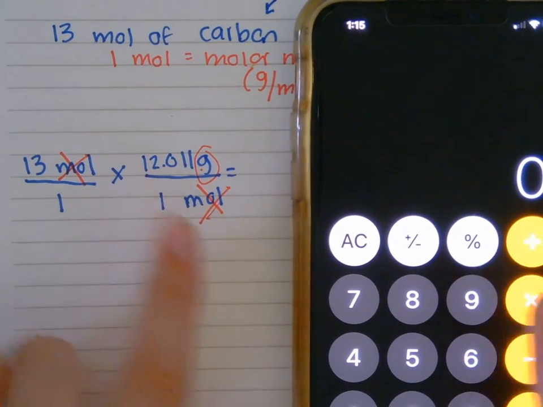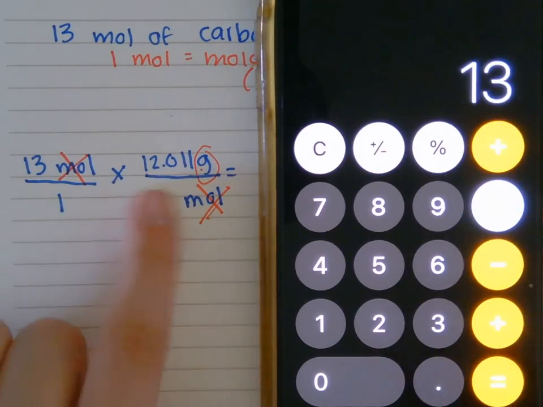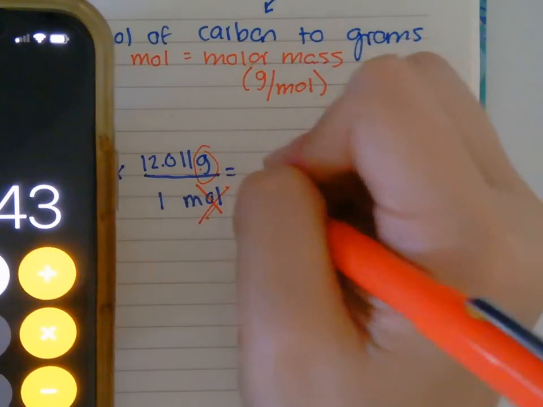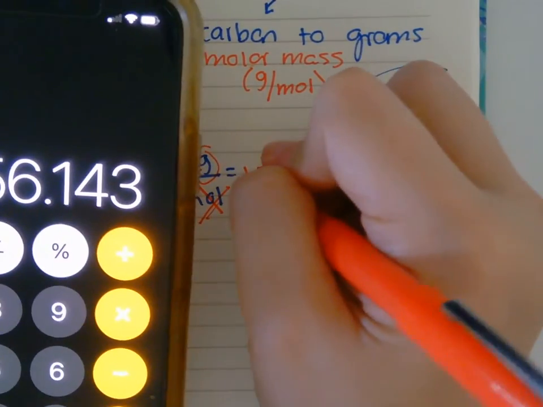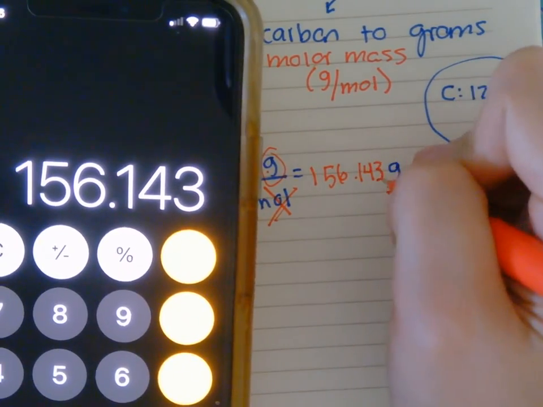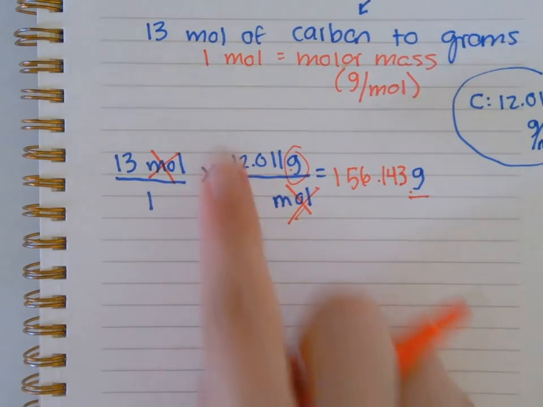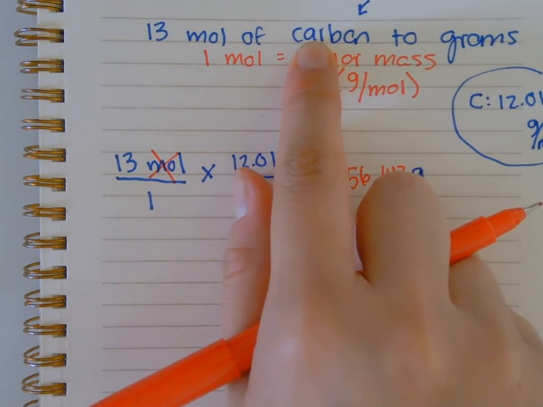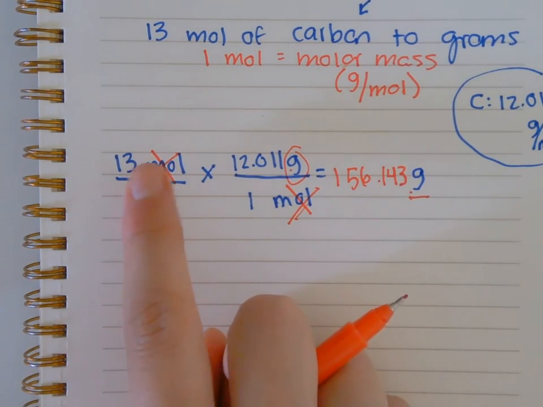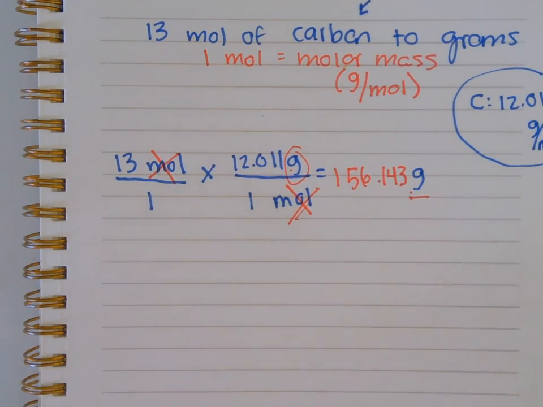So I have 13 times 12.011, and that is 156.143. I am not going to round. This is just for practicing. So 13 moles of carbon, if I wanted to find that in grams, I have to multiply the number of moles by the molar mass, cancel out my units, and it's equal to that many grams.